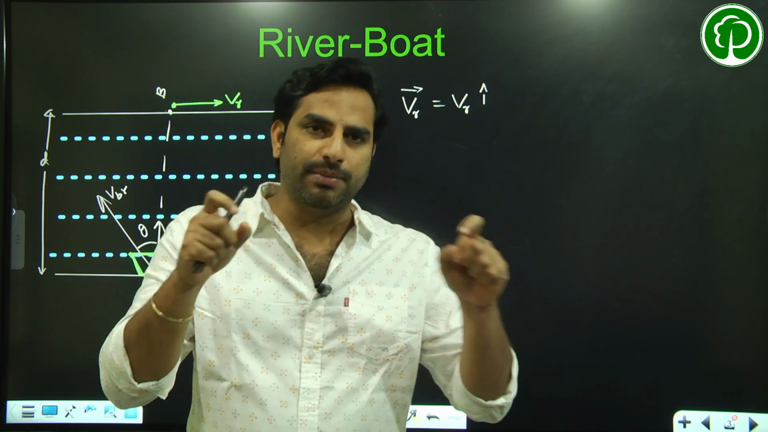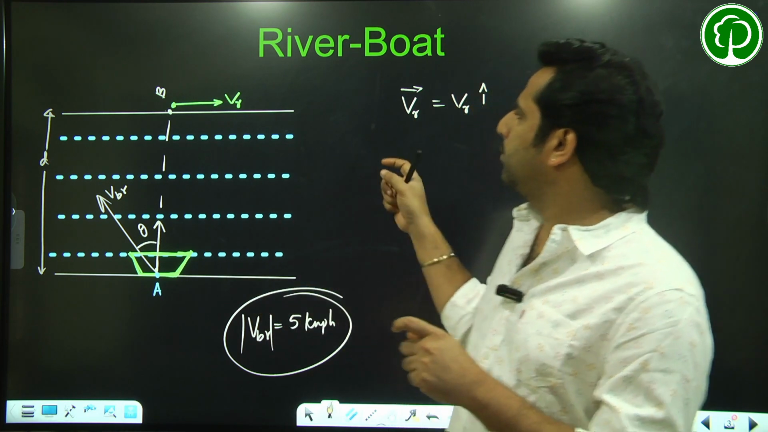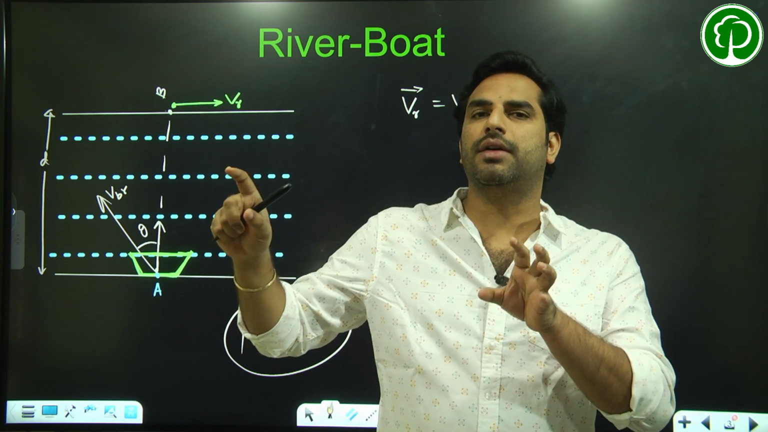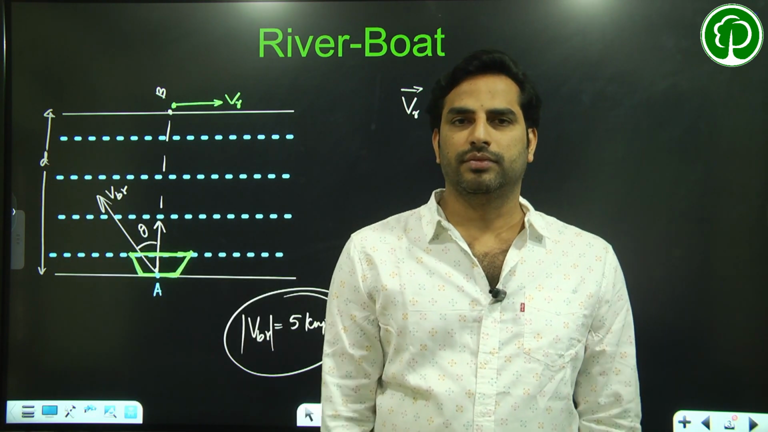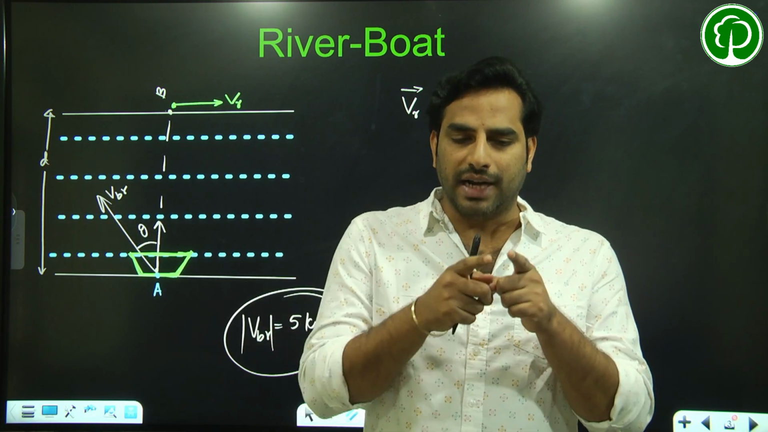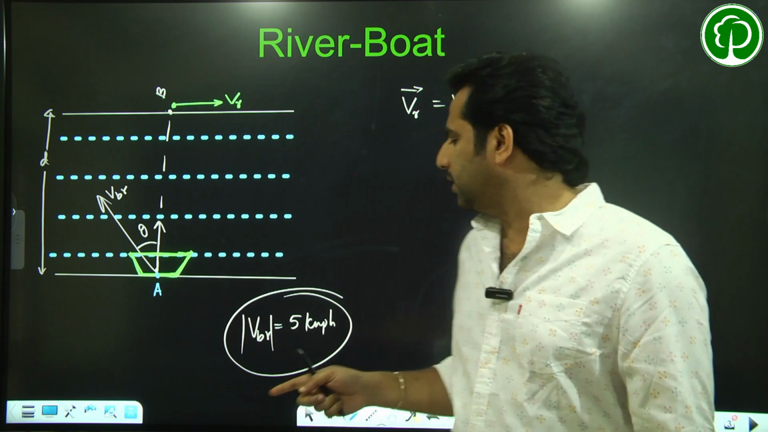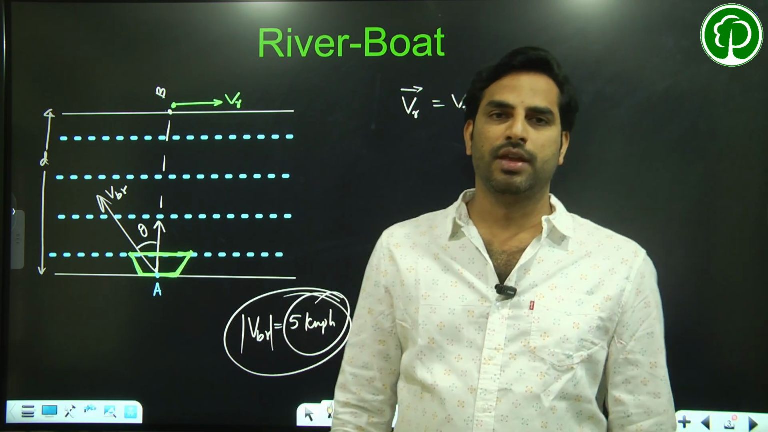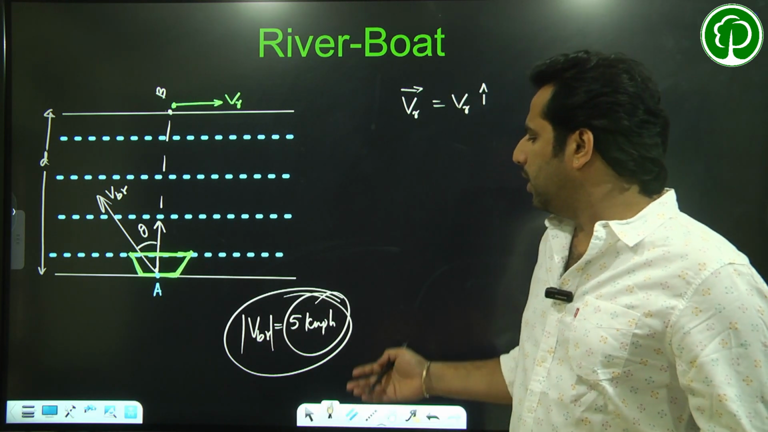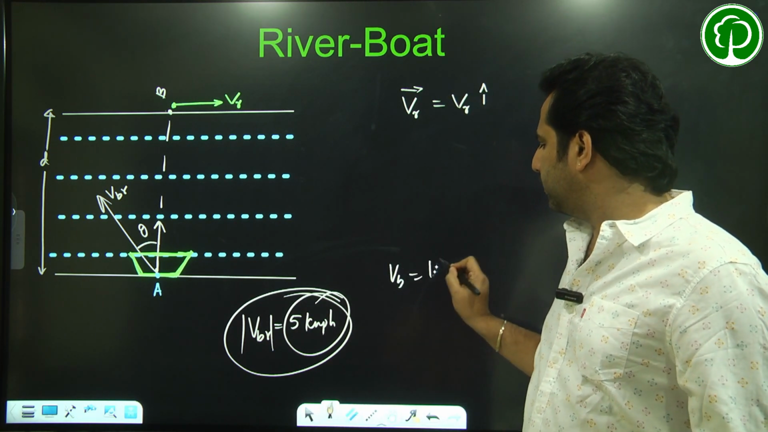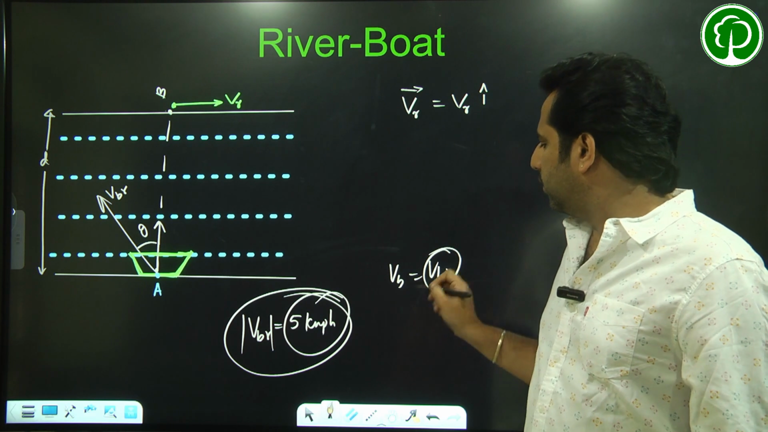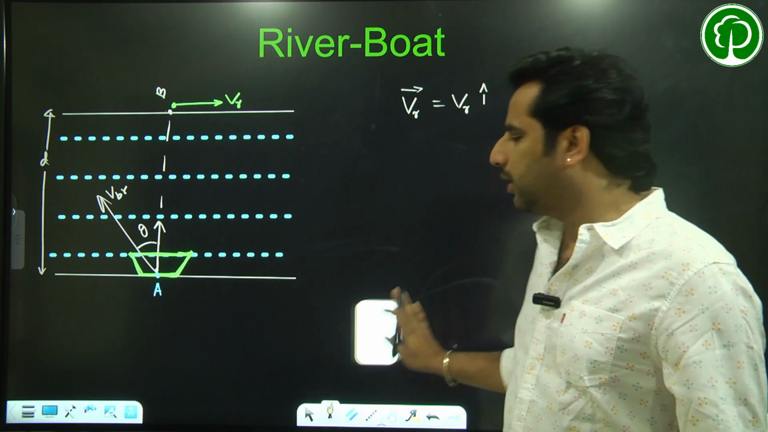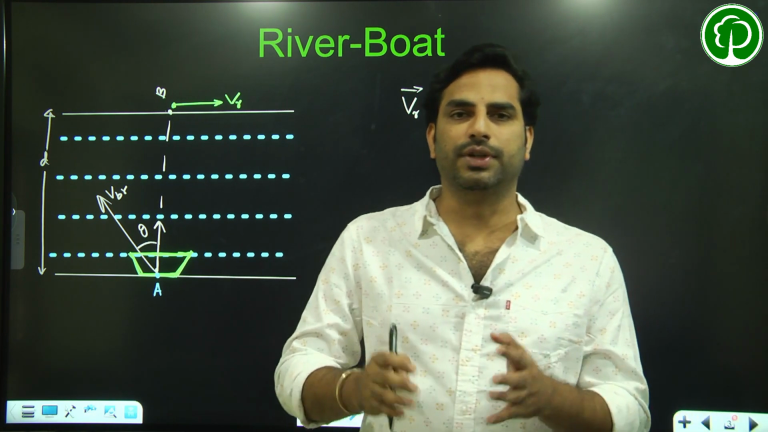The very first statement of the question related to a river-boat problem will be like this: a boat can move at the rate of 5 km per hour in still water. So if that statement is given, it means that the velocity of the boat with respect to river is 5 km per hour, even if the water is flowing. Because if the water is still, the velocity of the boat is equal to the velocity of the boat with respect to water. So what is given in the question is the capacity of the boat to move inside the water, whether the water is still or moving.